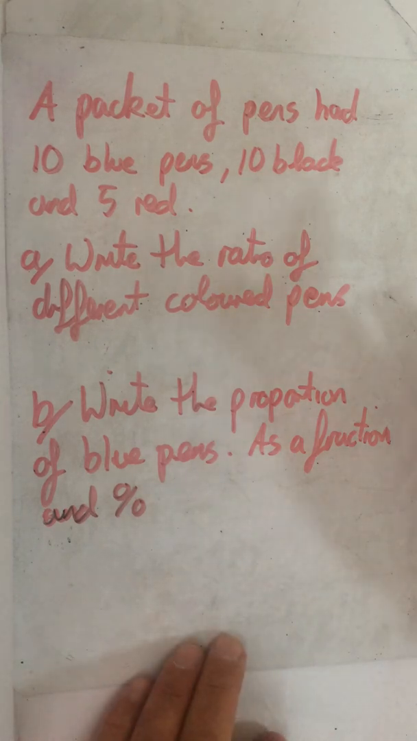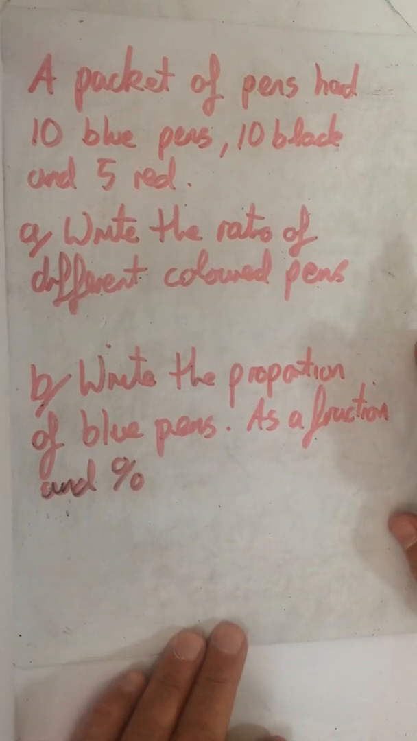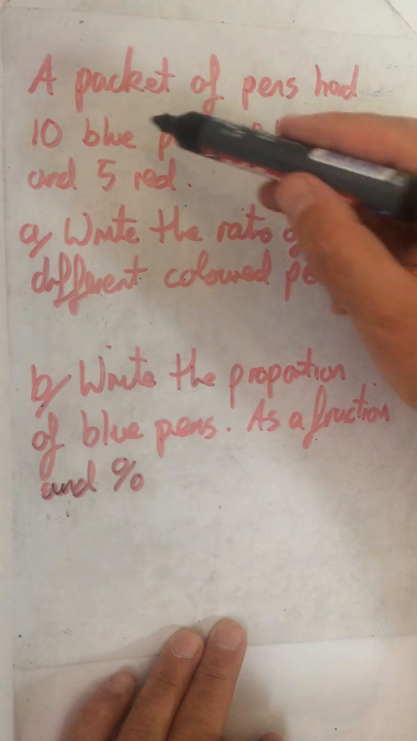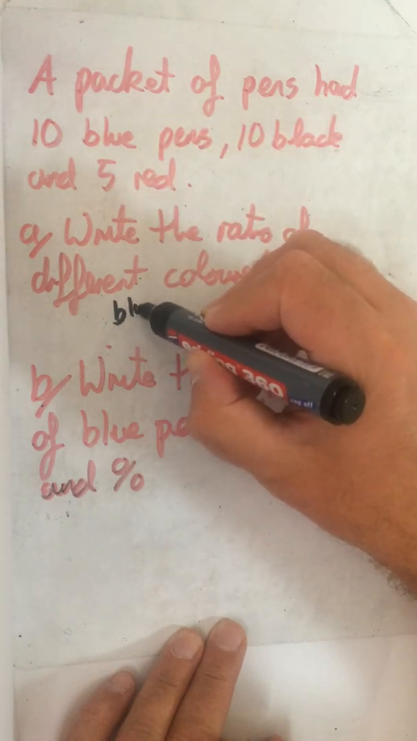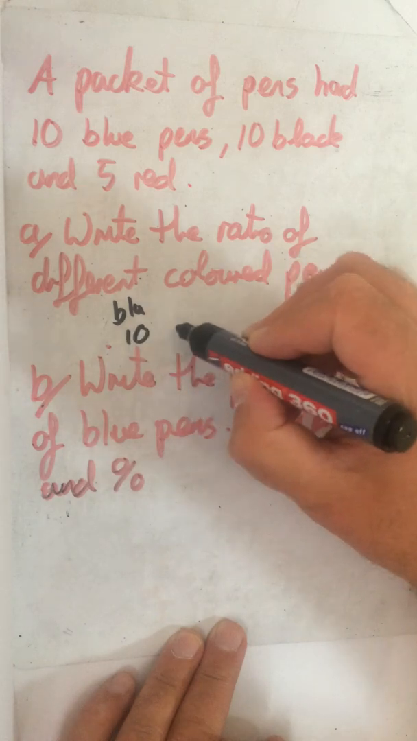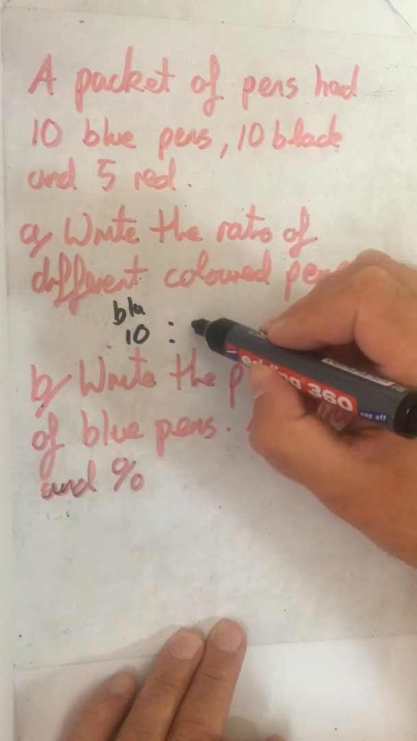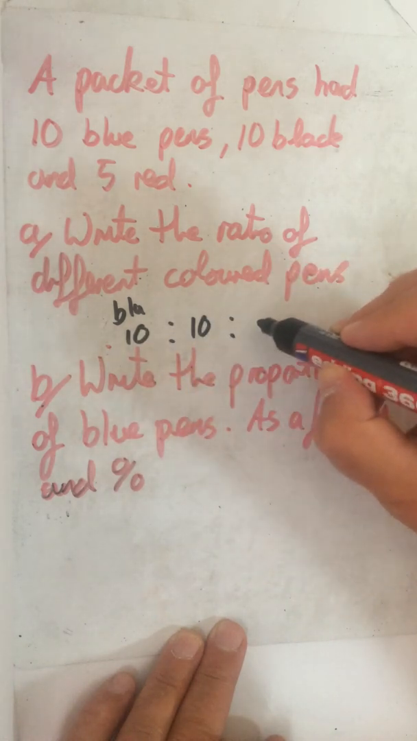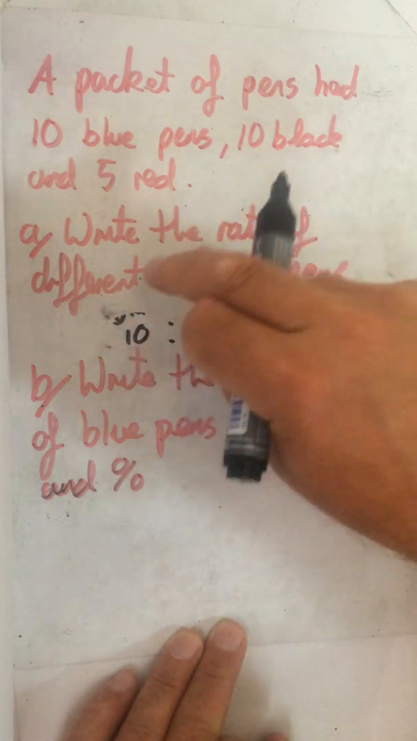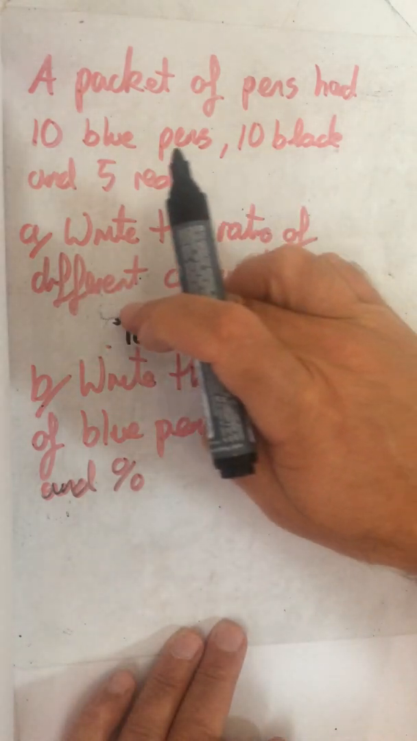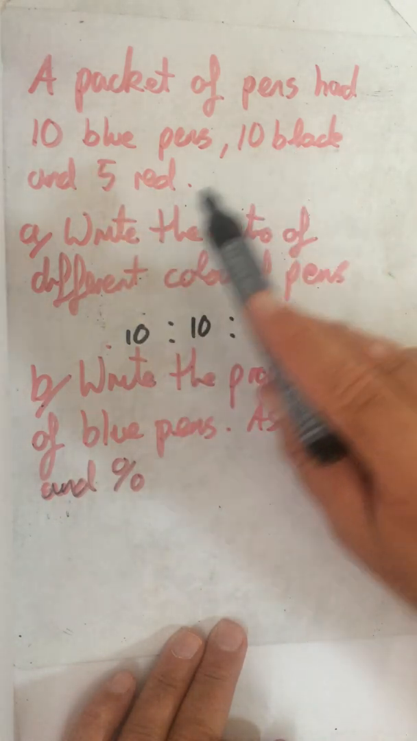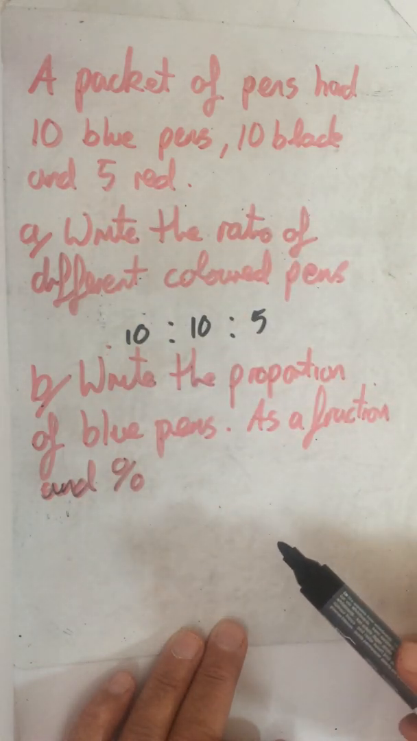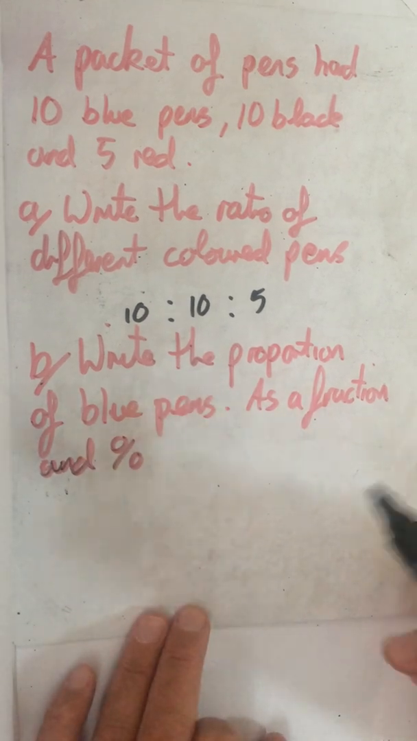So let's first of all start with the ratio. The different coloured pens: there are blue, 10, black, 10, red, 5. In fact you don't even need that, that's the ratio, we don't need both. So the ratio is 10, 10, 5, isn't it? Okay, and write that as a proportion.